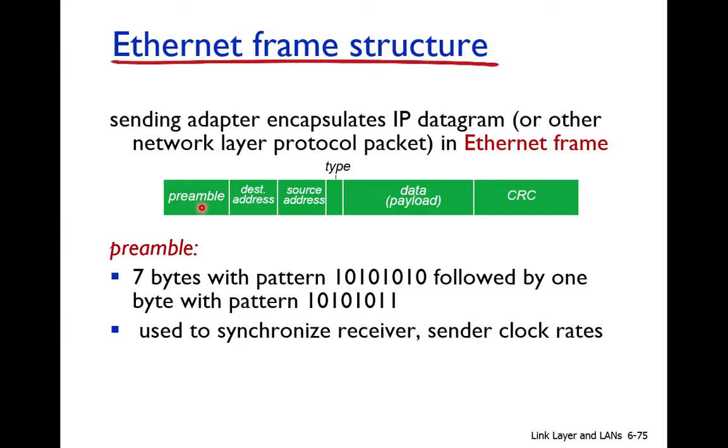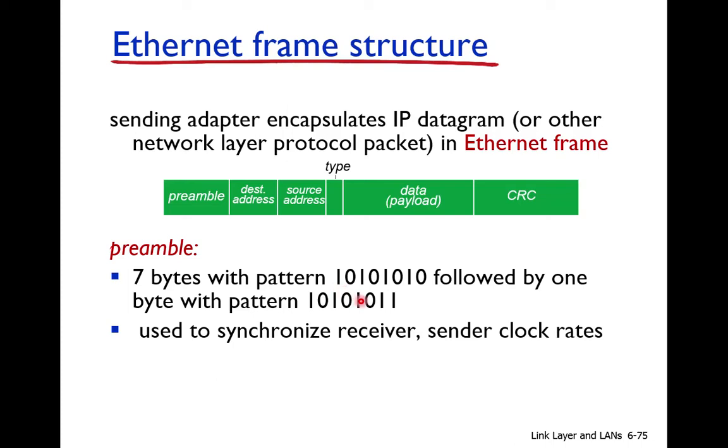Preamble: this field contains 7 bytes with the pattern 10101010. That is, this is one byte. Again, the second byte will be 10101010. Third, fourth, fifth, sixth, up to the seventh. And the 8th byte will be 10101011. Okay, so this is fixed.